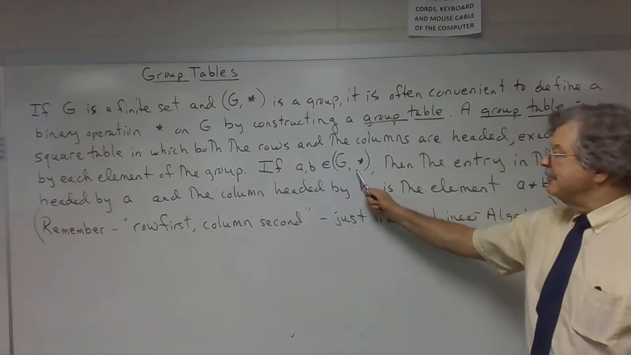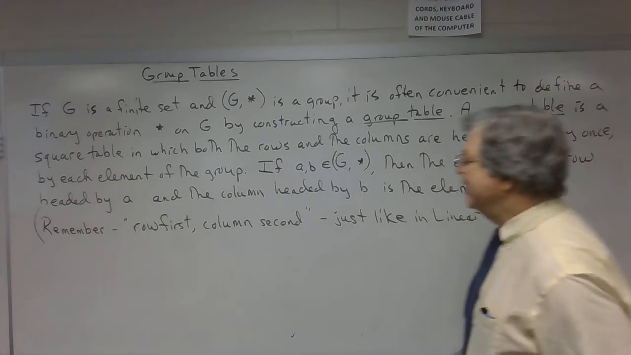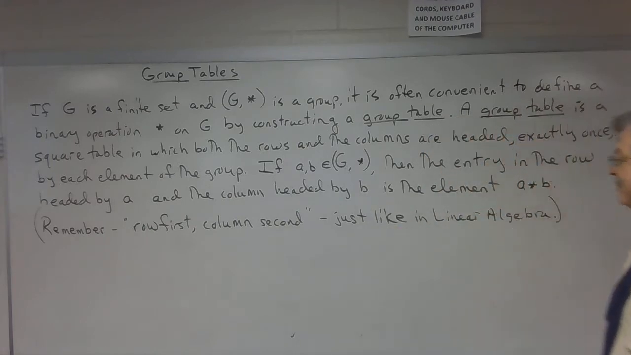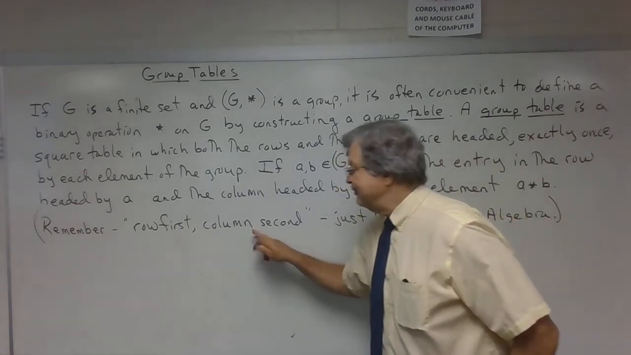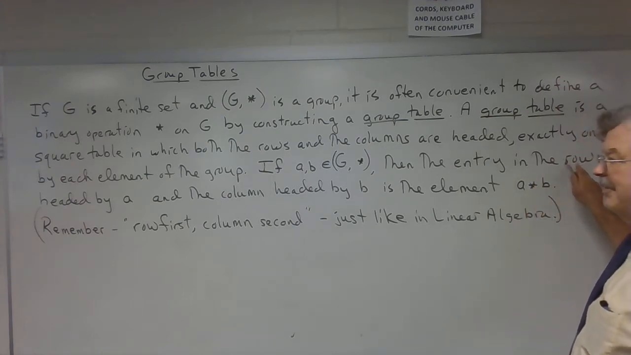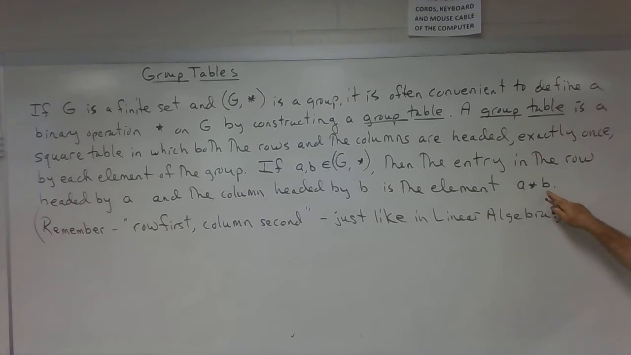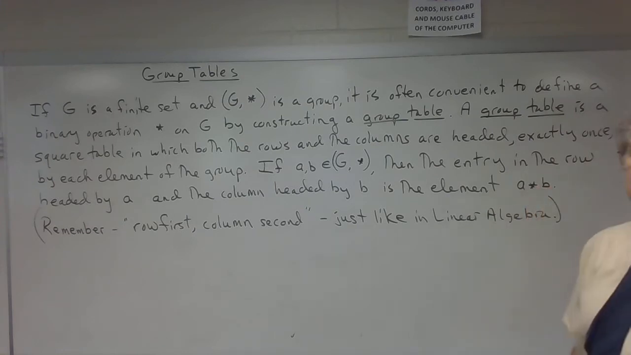If A and B are elements of the group, then the entry in the row that's headed by A and the column that's headed by B is the element assigned to A star B. And remember, row first, column second, just like in linear algebra. So the entry in the row headed by the first element and the column headed by the second element is the entry that's assigned to the ordered pair AB. Let's look at an example.